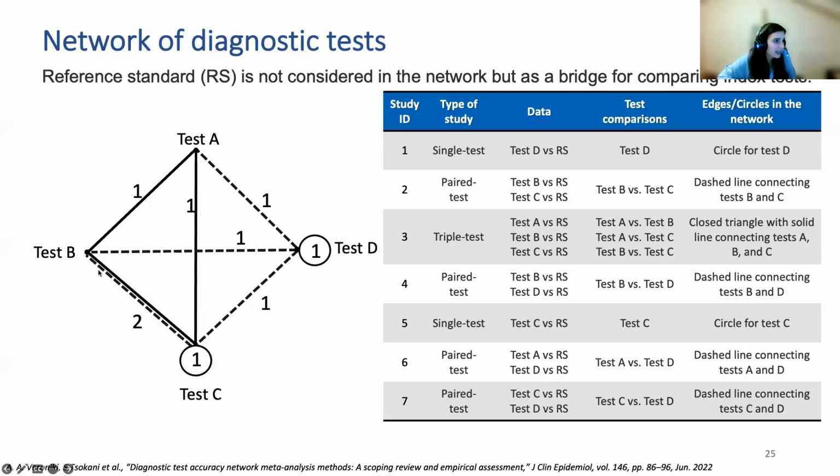For multi-test studies, for example, the triple test study, the third study, we denote all these comparisons. We have test A, test B, and test C versus the reference standard, but actually we have three comparisons, A versus B, B versus C, and A versus C. And we denote that in the network using a closed triangle with solid line.